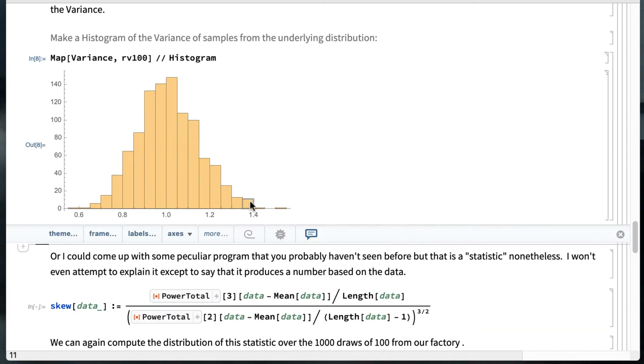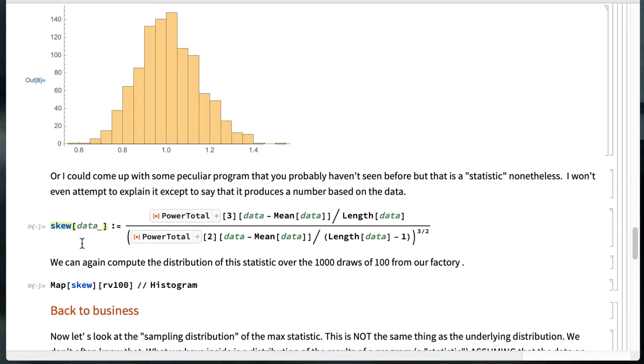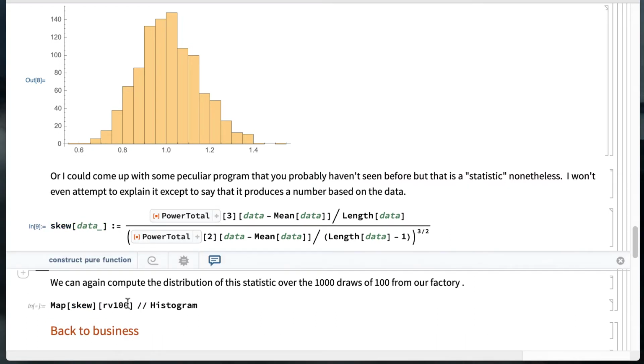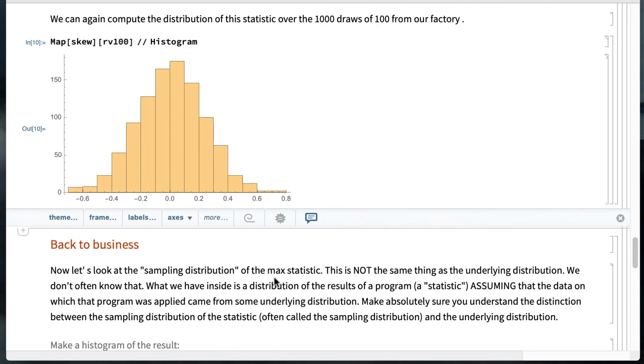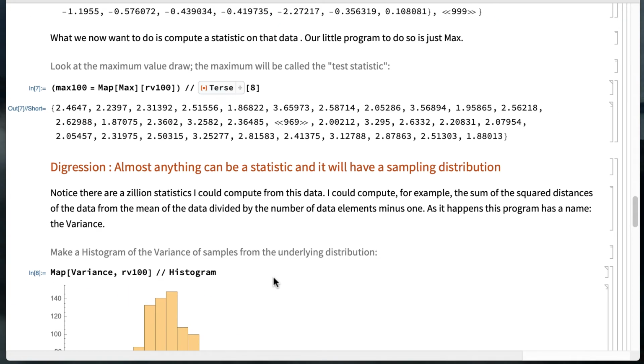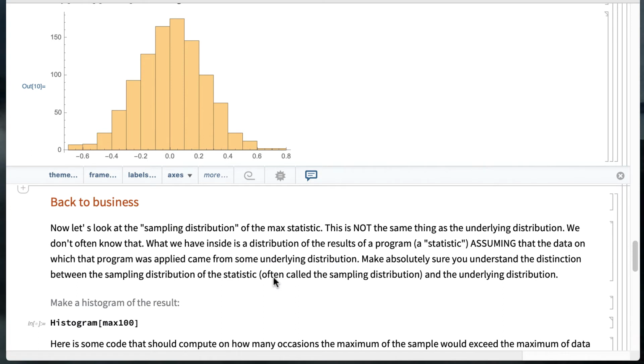That's what it looks like. Or I could compute something really weird. I won't even go through what this program does, but the only thing it's doing is taking the data, and I'm going to compute something I call skew. I could compute the skew and make a histogram of that. And so there are just tons of statistics I could generate out of the same data. But let's go back to my original proposition and look at the sampling distribution of the max statistic.